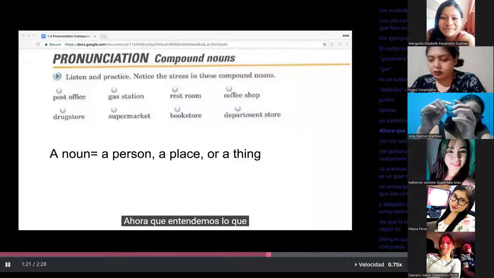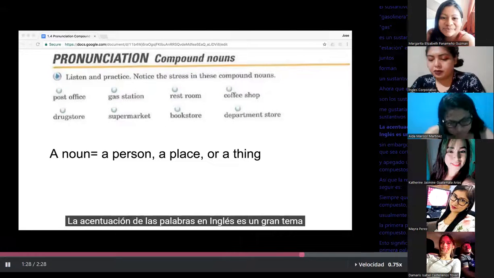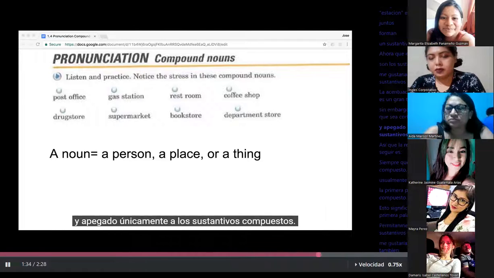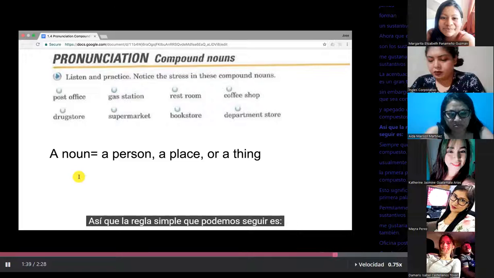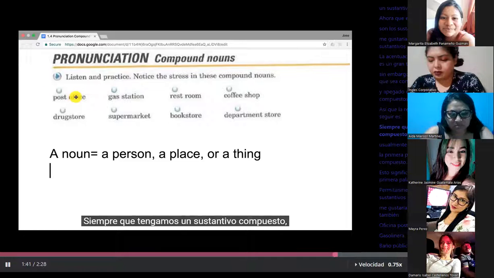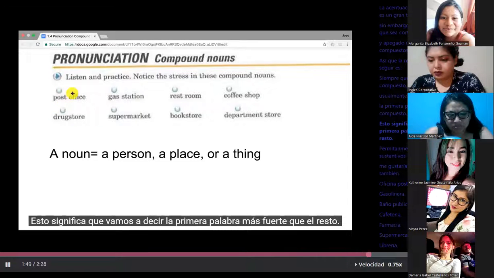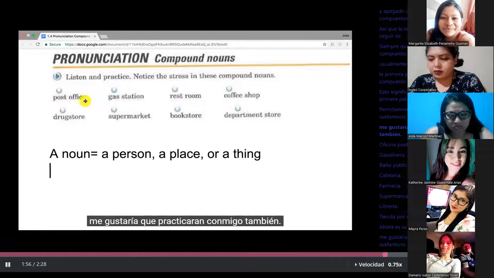Now that we understand what compound nouns are, I would like to dig into stressing these compound nouns. Stressing words in English is a big topic. However, in this class, we're going to make it short and simple and stick to compound nouns only. So the simple rule that we can follow is, whenever we have a compound noun, we usually stress the first word or the first noun. This means that we're going to say the first word louder than the rest. Let me read these compound nouns again. I would like for you to practice with me as well.